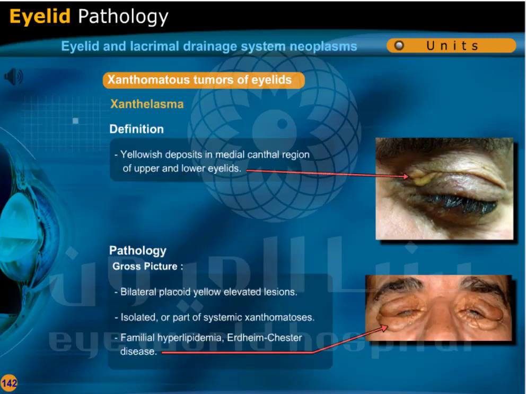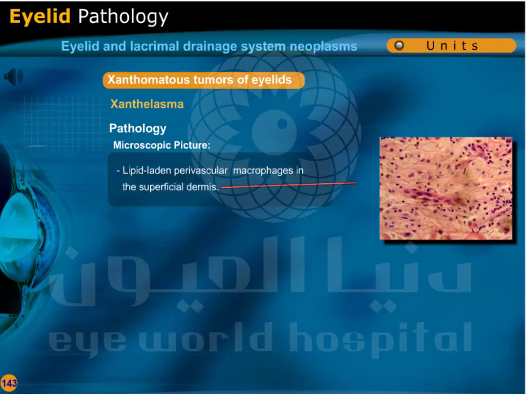Xanthomatous tumors of eyelids, xanthelasma. Yellowish deposits in medial canthal region of upper and lower eyelids. It presents as bilateral placoid yellow elevated lesions. It may be isolated or part of systemic xanthomatosis. It is associated with familial hyperlipidemia and Erdheim-Chester disease. Microscopically, there are lipid-laden perivascular macrophages in the superficial dermis.